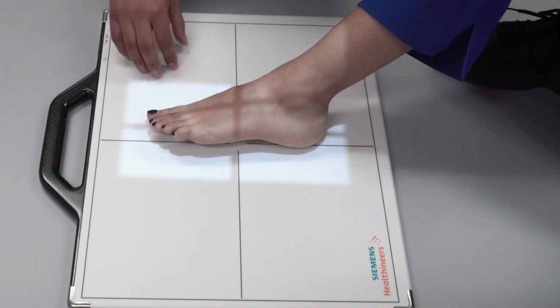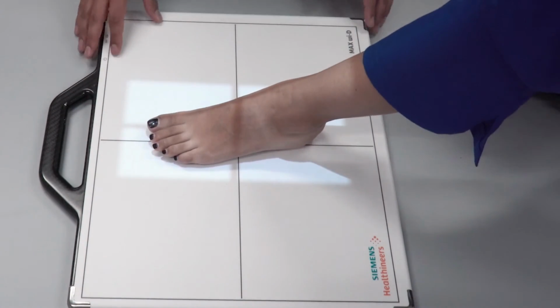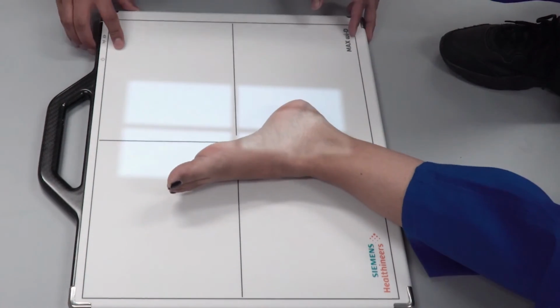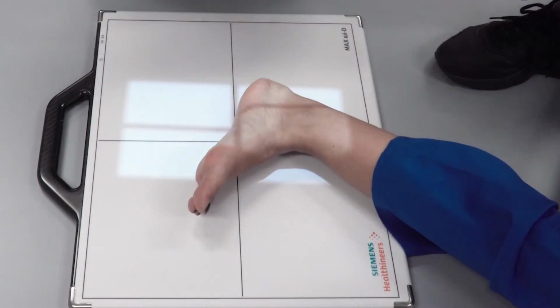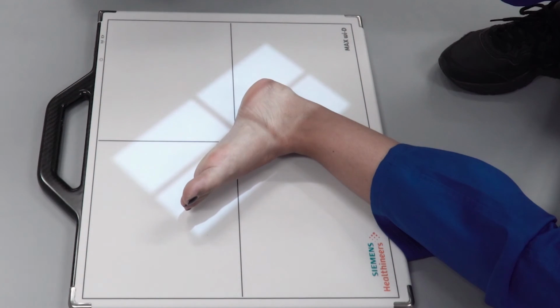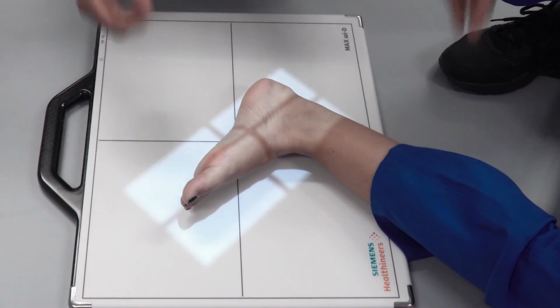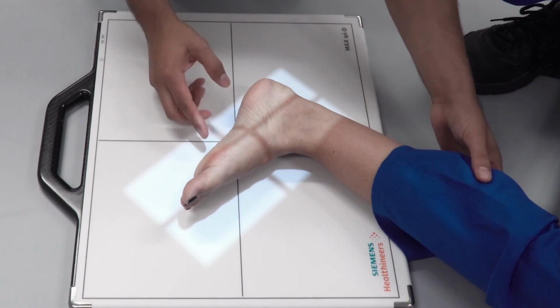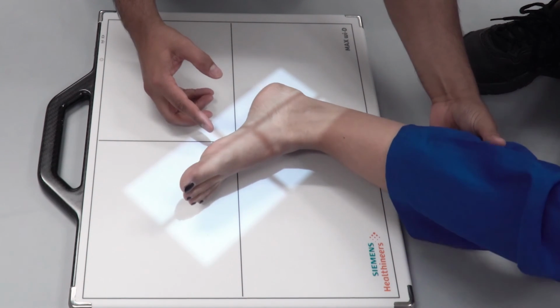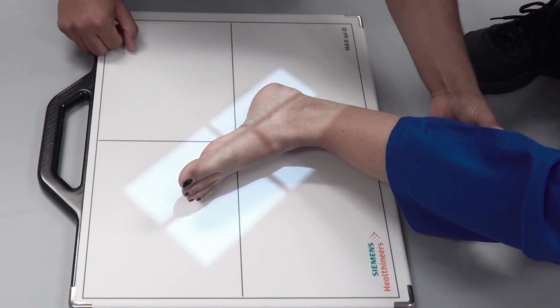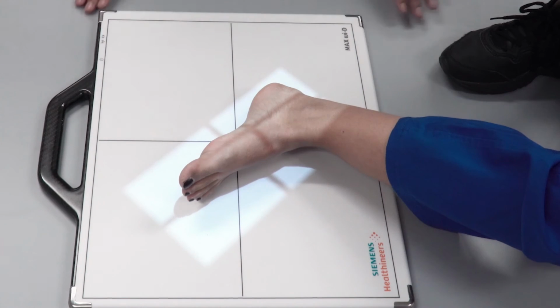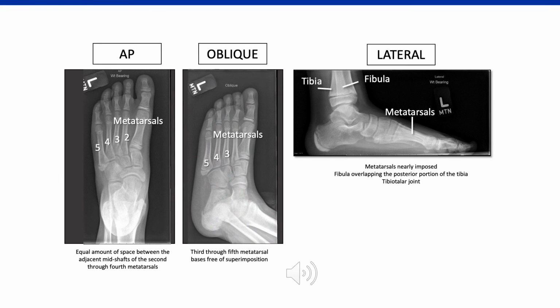For a lateral position, you want the patient to lay on their affected side and dorsiflex the foot, and you want the plantar surface to run parallel to the detector. And then center at the midfoot. Let's take a look at the image criteria for the feet.